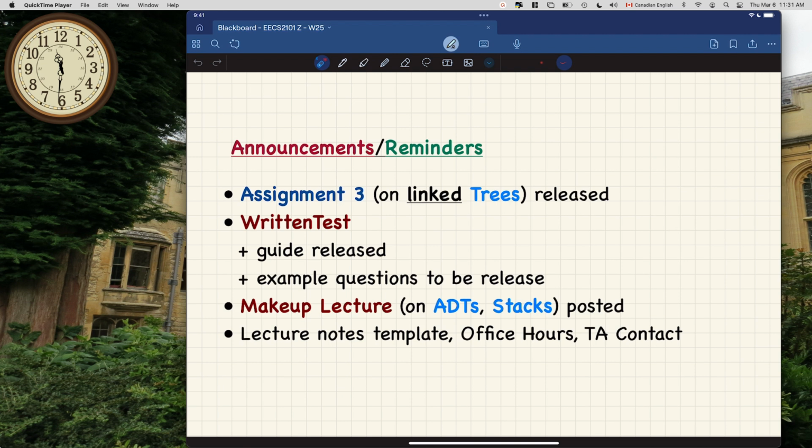You can look at the guide. I will try to make some example questions for you by the end of tomorrow, so you can definitely try them out. And then I'll reach out to you about some review session, optional over Zoom, if you want to ask me questions. I'll reach out about the details very soon. And the makeup lecture for your programming test 1 on the ADT stacks will be covered in the written test. So if you haven't caught up yet, you really want to do it soon. And lecture note template, office hour, TA content, all the same.